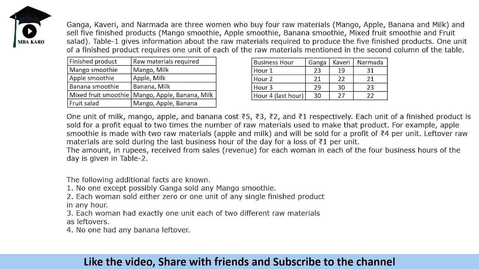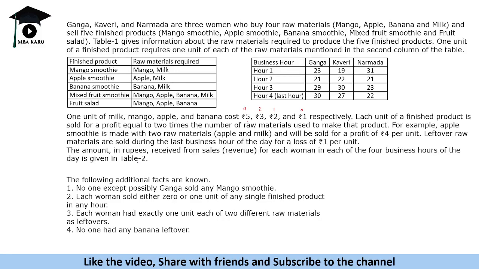Leftover raw materials are sold during the last business hour of the day for a loss of 1 rupee per unit. So let us say milk is left over. So milk will be sold for 4 rupees. If mango is left over, it will be sold for 2 rupees. Okay, it will be sold for 1. Okay, and banana will be for 0. Okay, 1 rupee less than their actual price.